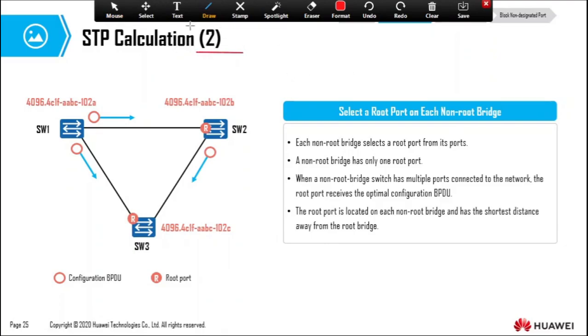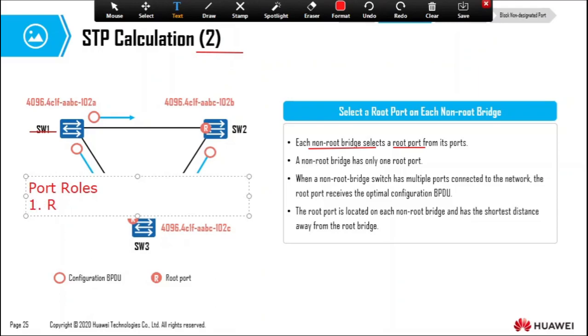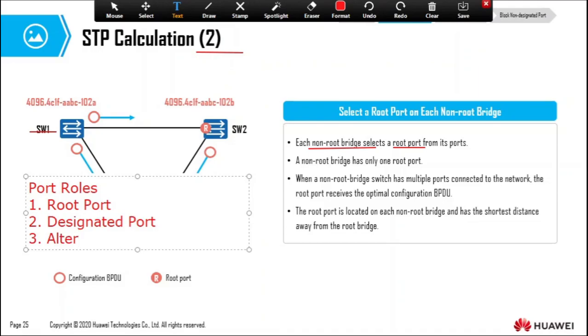This is still part of STP calculation. After electing a root bridge, in this case we've selected S1 as the root bridge, the non-root bridges will select what we call a root port from their ports. How many port roles do we have? We have the root port, the designated port, and what we call an alternate port. So these are the three STP port roles.